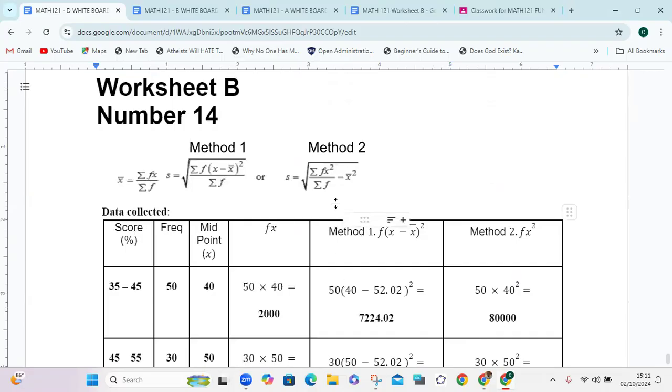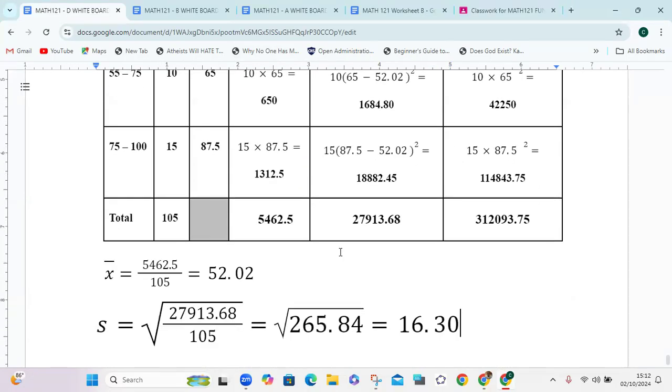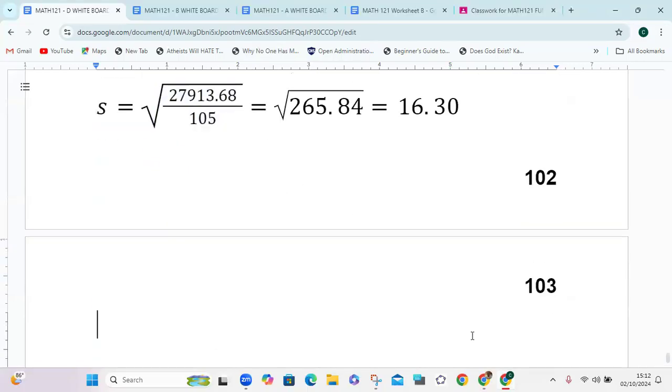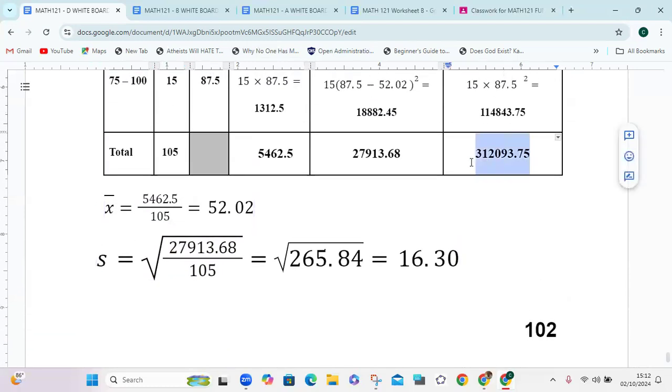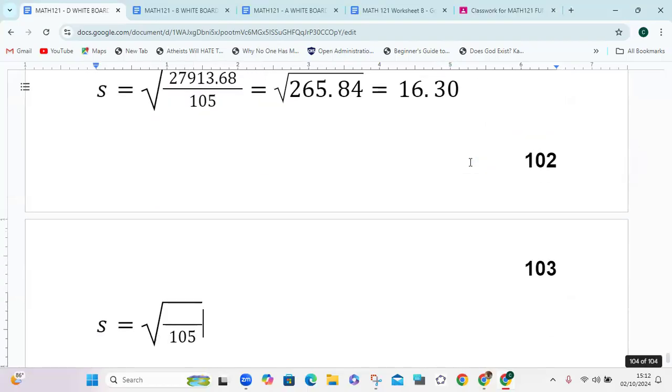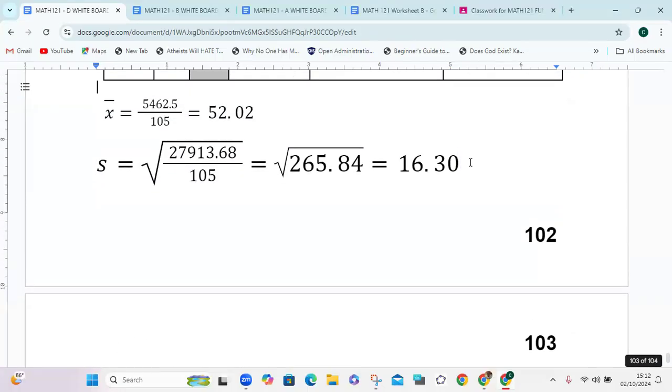As you can see, the formula says now we have to put this over the sum of f, minus the mean squared, and then the square root thereof. So it is slightly different from this formula, whereby over 105, we've got to put this total, the 312,000 plus, minus the mean squared. The mean is 52.02. Yes, there it is.